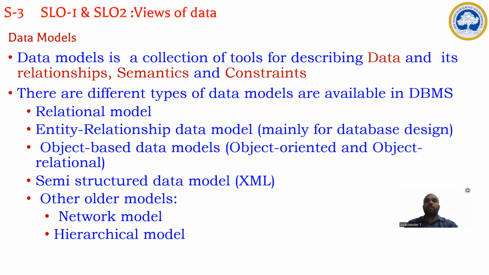There are a number of data models. We have classified them into major categories: the relational model, the entity-relationship model, the object-oriented data model, the semi-structured data model, and other models like the network model and the hierarchical model.